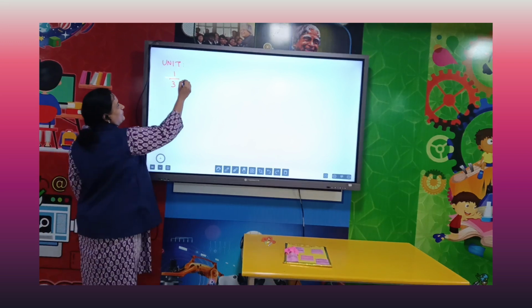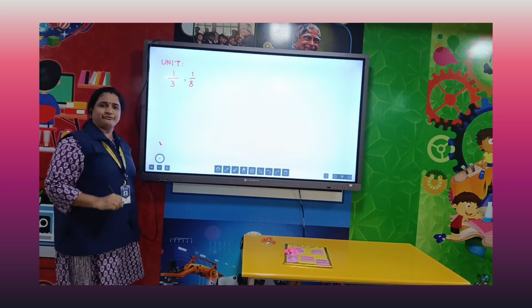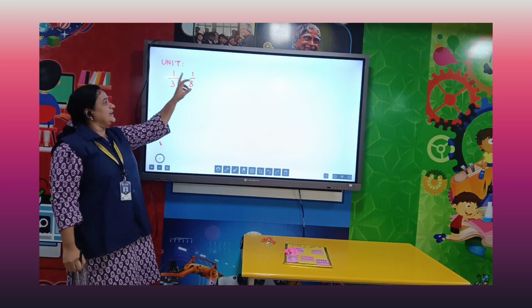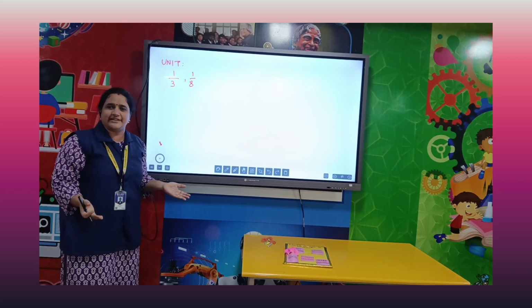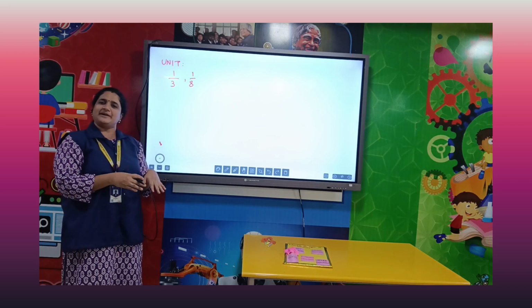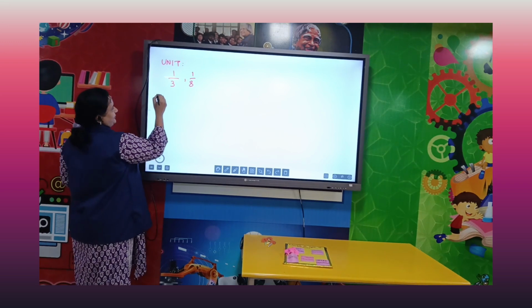And then one more example, 1 by 8. Is it a unit fraction? Yes. The numbers which have 1 in the numerator and different numbers in the denominator, we usually name as a unit fraction. Good. Now we see the proper fraction.